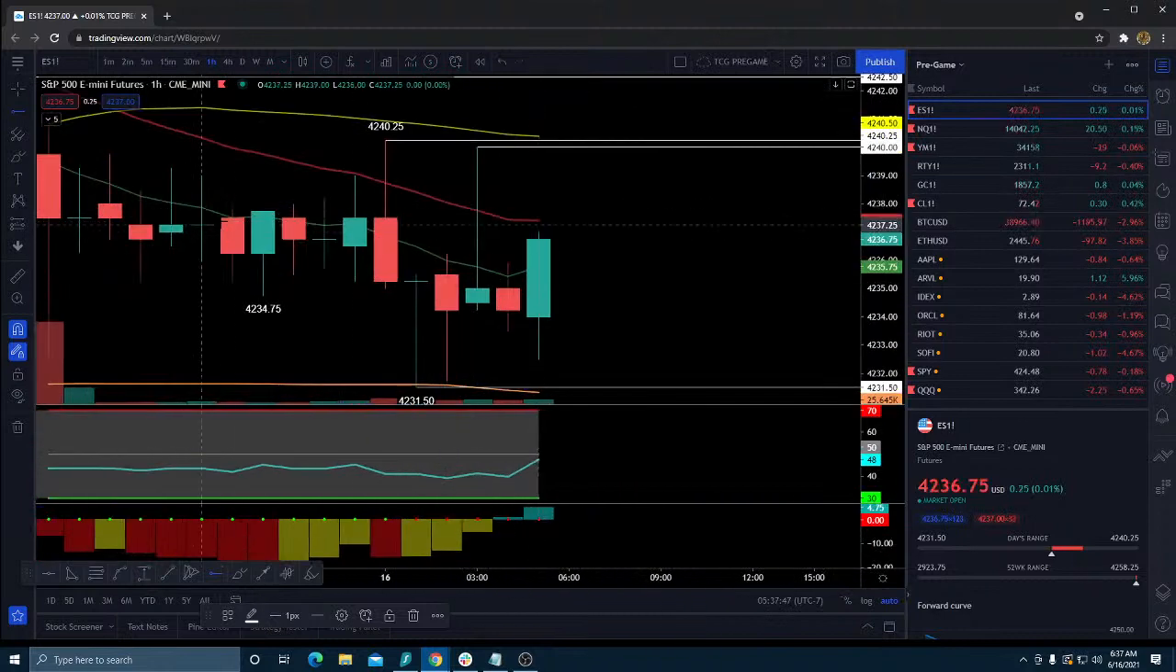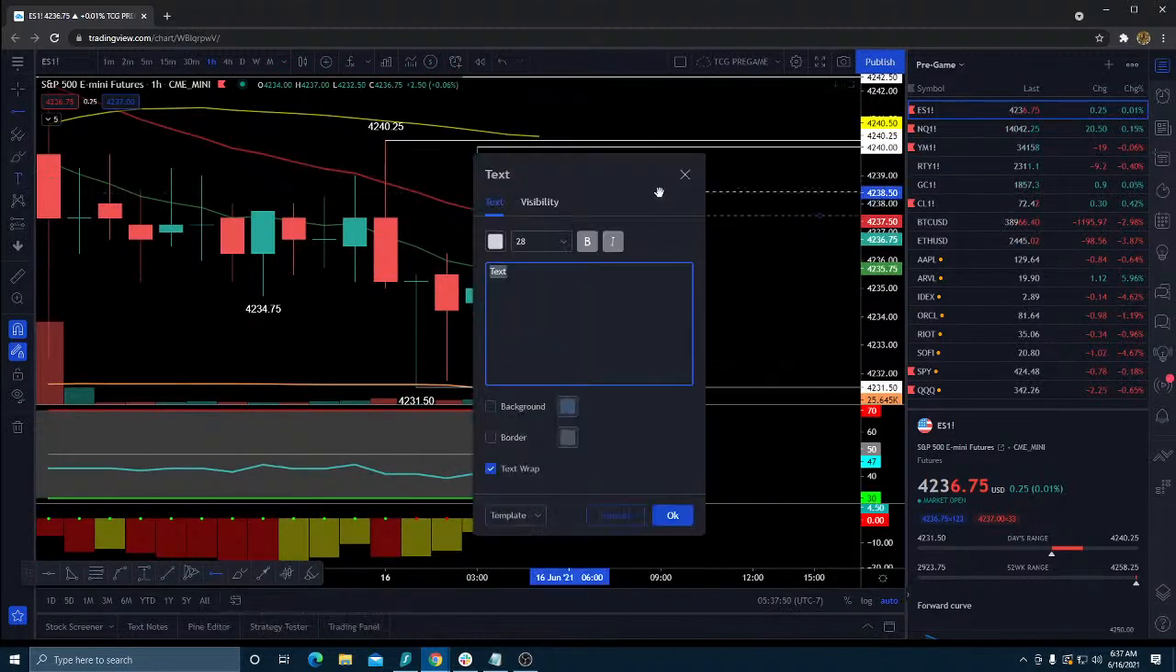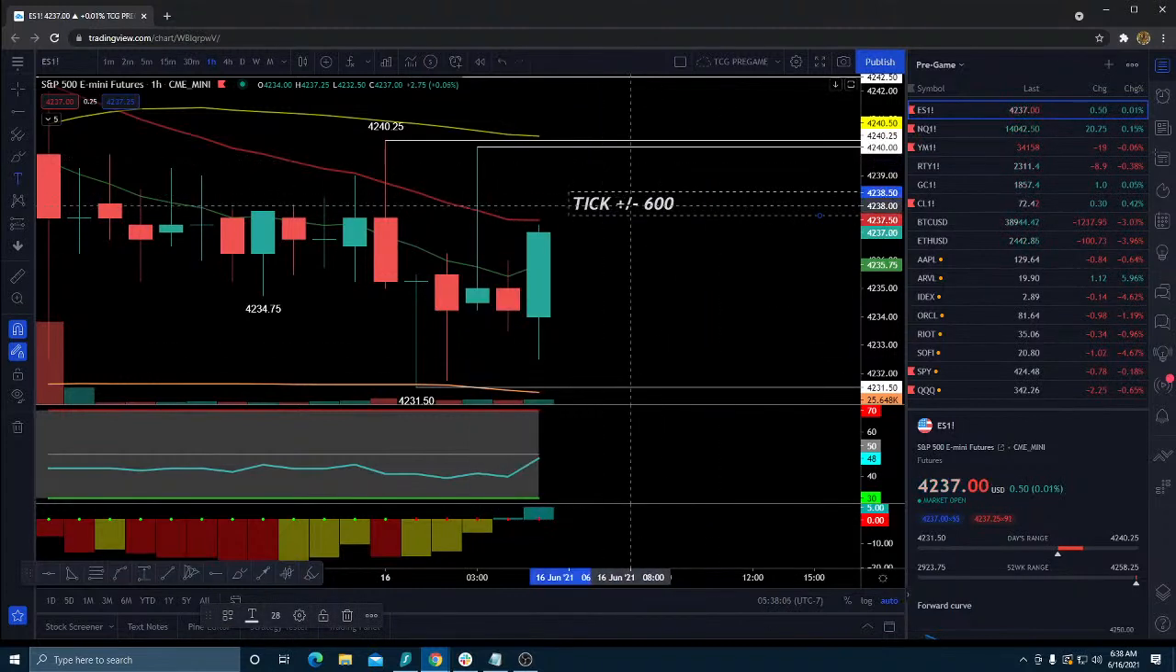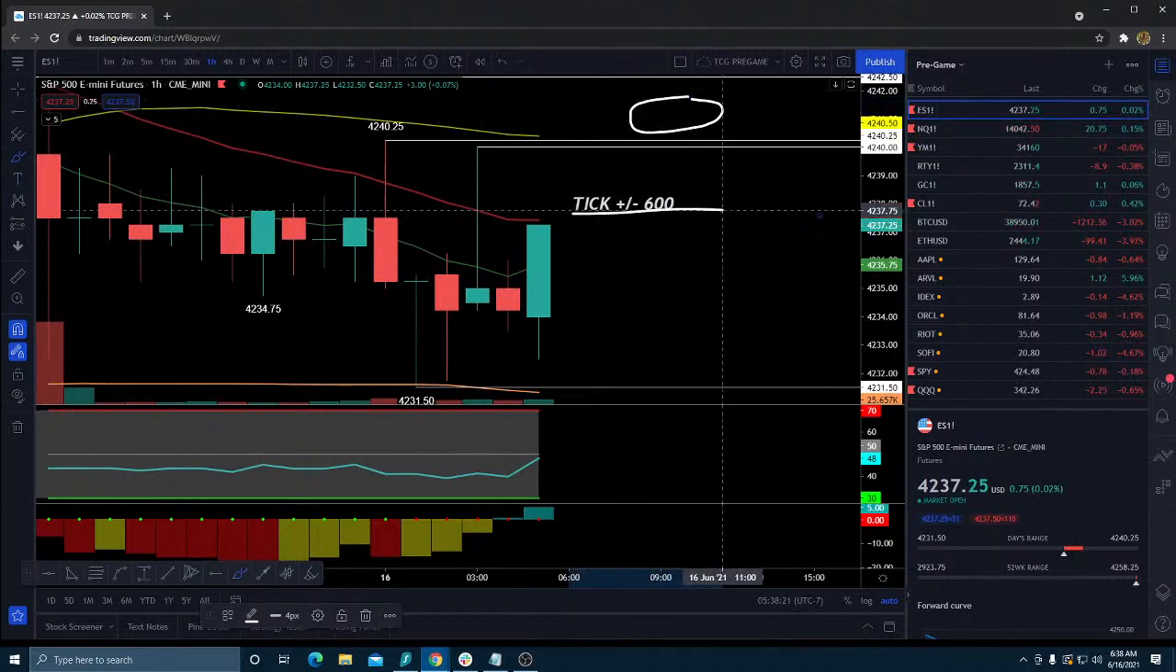So I watch tick, and I'm just going to write this out right here. Tick, plus or minus 600. I am watching those market internals. This is probably the most important one for me. If we have market internals and we are sustaining a tick level, tick cumulative, that's where they're buying more on the uptick than they're selling on the downtick if it's positive, and vice versa if it's negative, then I know this is a believable move. So I'm looking for sustained ticks over 600 on Thinkorswim.